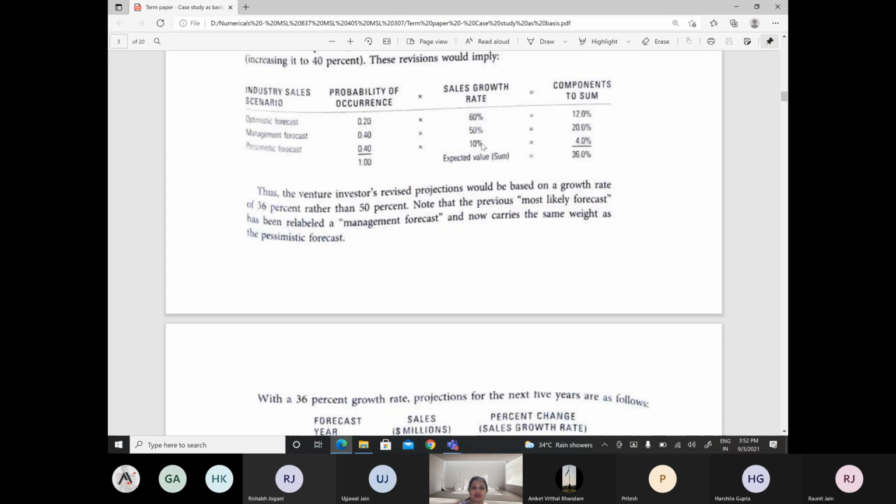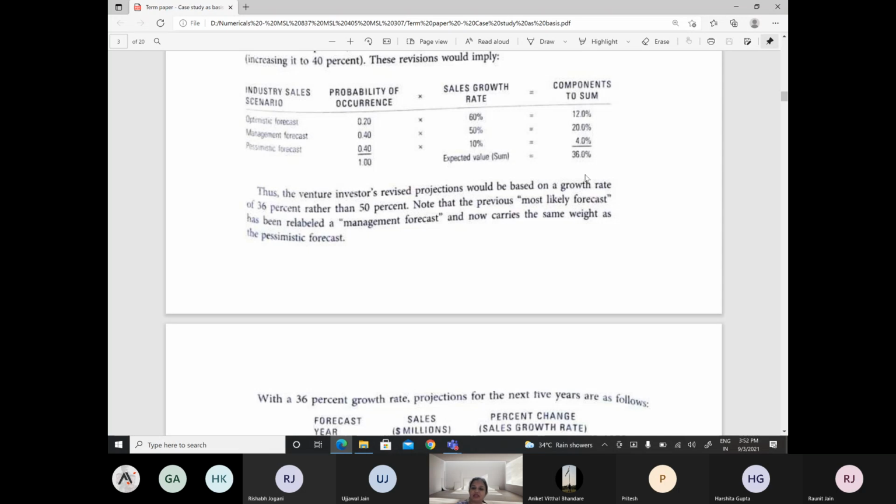And the sales growth rate that they associate with the pessimistic forecast, they may bring it down from 40% to 10%. So now when we do the calculations, the expected value becomes 36% instead of the 50% that the company was projecting. So VCs are known to do all this.